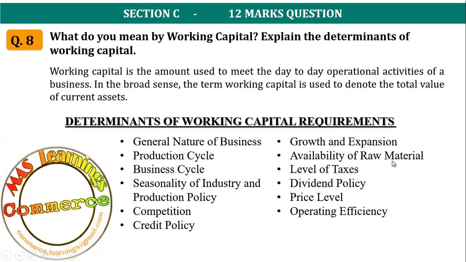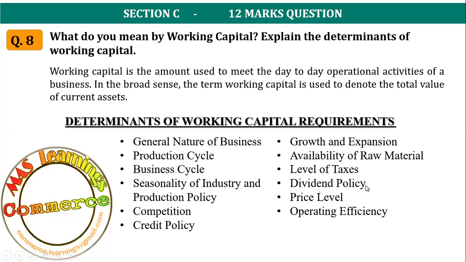If it is available 24 into 7, then you don't have to keep more amount of working capital only for the purpose of purchasing raw material. If you won't get raw material easily, in such cases, you have to keep more amount of working capital. The same thing applies for taxes. If tax rate is high, more. If tax rate is less, less amount of working capital.